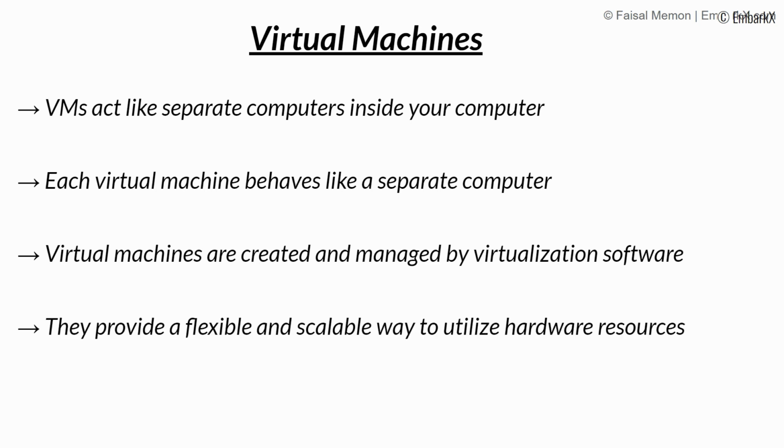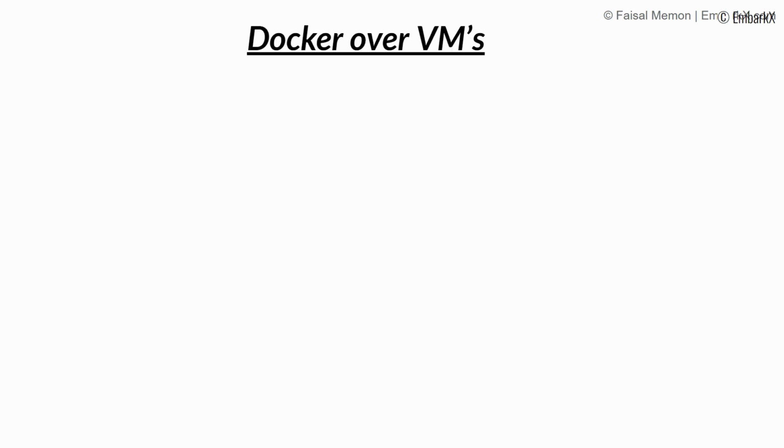The advantage of them is that they provide a flexible and easy way to completely utilize your hardware resources. You can run multiple virtual machines on a single physical machine, saving space, and you can even reduce costs. So this is what virtualization is. Now let's talk about how Docker differs from virtual machines.